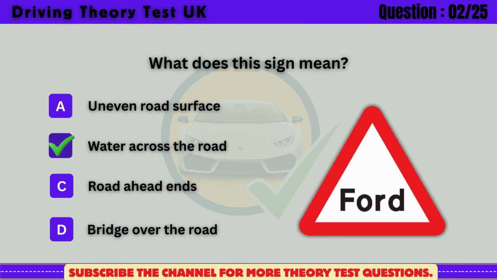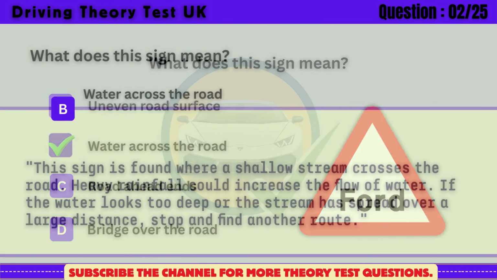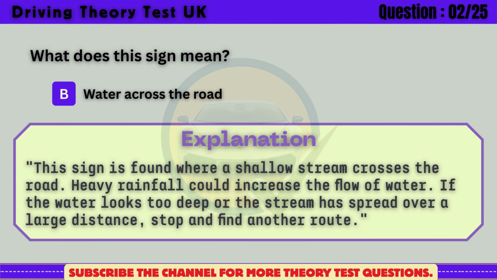Answer was B. Water across the road. This sign is found where a shallow stream crosses the road. Heavy rainfall could increase the flow of water. If the water looks too deep or the stream has spread over a large distance, stop and find another route.